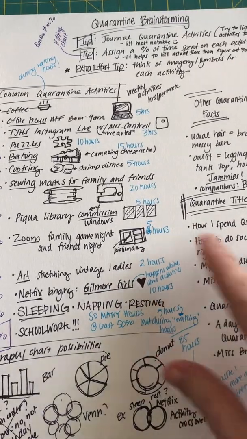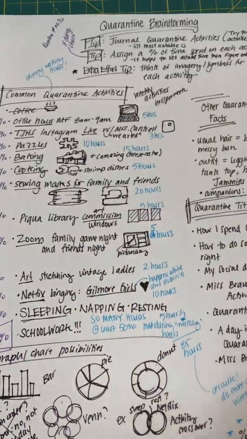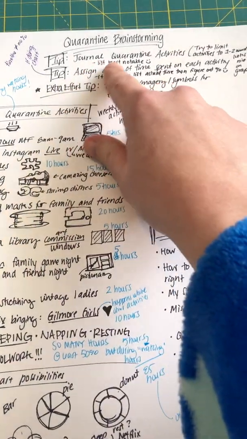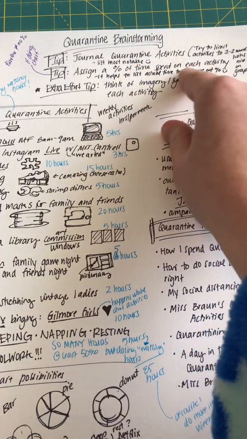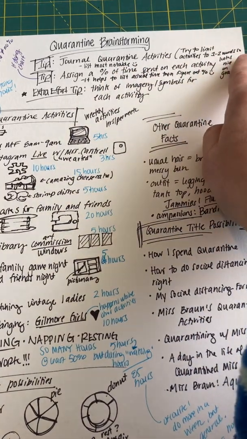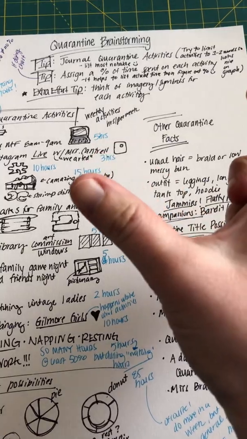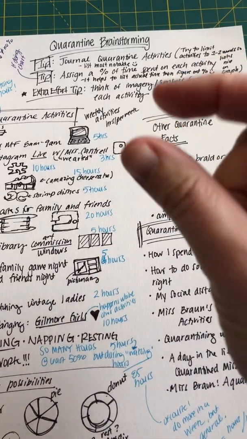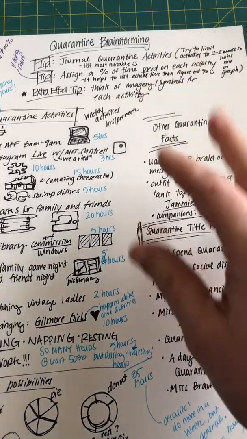Just like last time, you're going to want to draw, you want to sketch, you want to write out some ideas. Especially for this one, my biggest tip for you is to journal your quarantine activities. Try and limit them to 1 to 2 words because when you put them on the graph, you don't want a super long sentence next to whatever you're graphing. You want a short, concise idea.